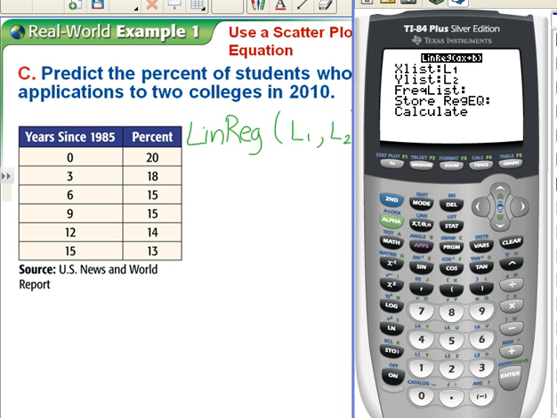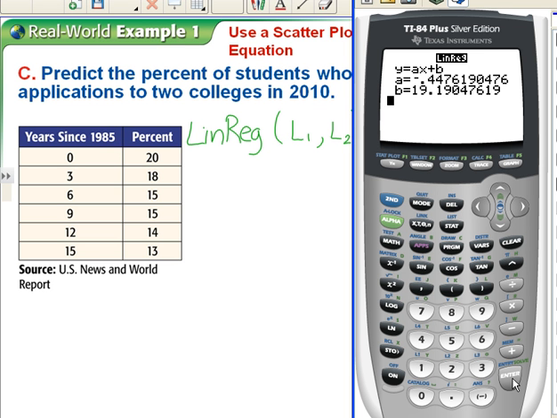All right, I am ready to hit Calculate, and I will press enter. So this is a good equation: y equals negative 0.45x plus 19.2, rounding. So let's write that down.